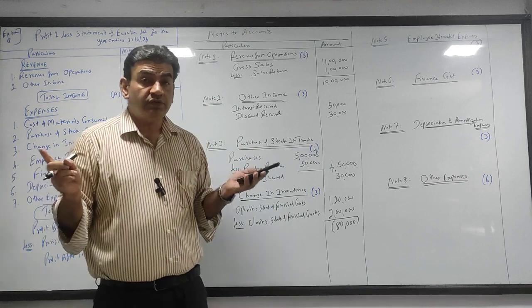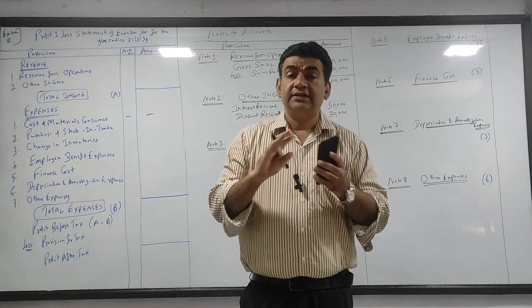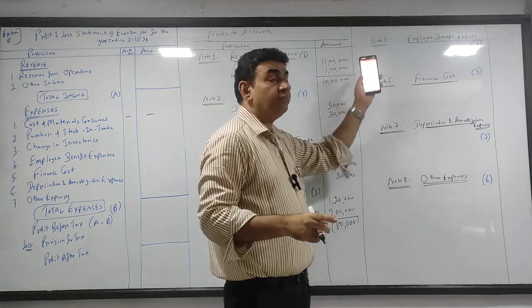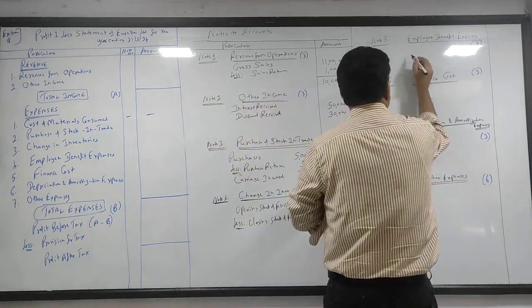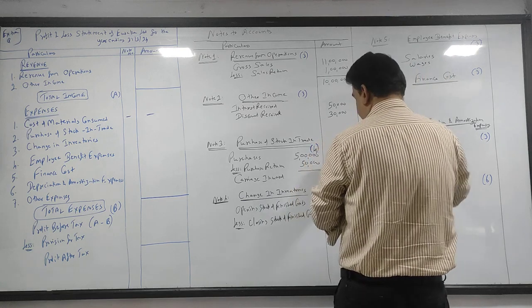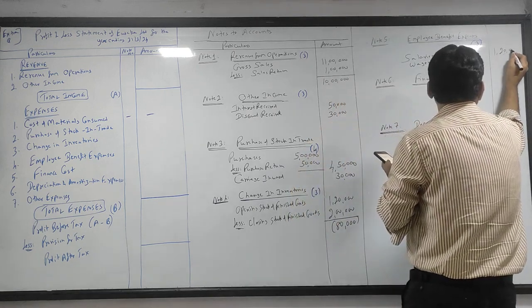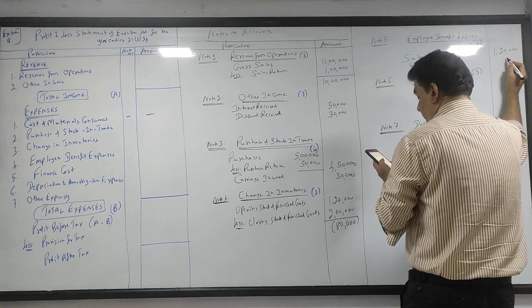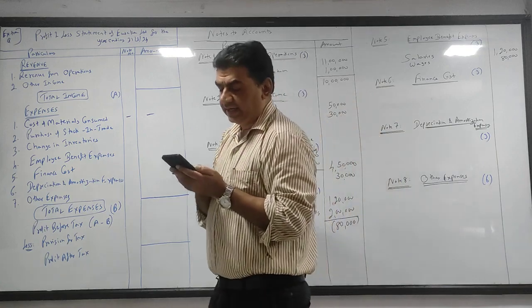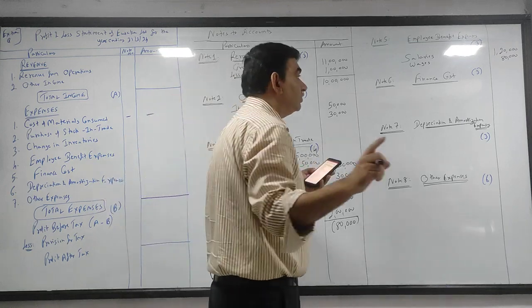Salary, wages. What I told you, when you prepare trading P&L, wages we put in trading, salary goes in P&L. यहाँ पे there is no concept. Salary, wages, both there is a separate head of employee benefit expenses, so it will go there. So salary and wages both come there. 1,20,000 and the other is 80,000.